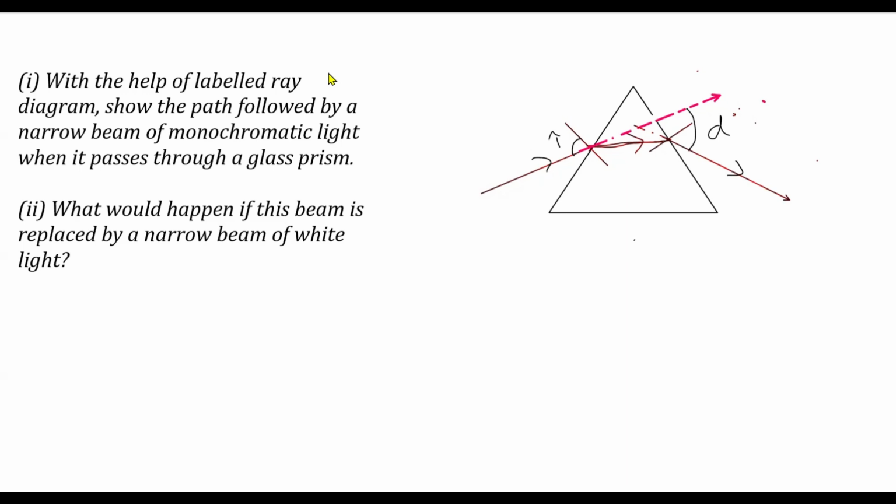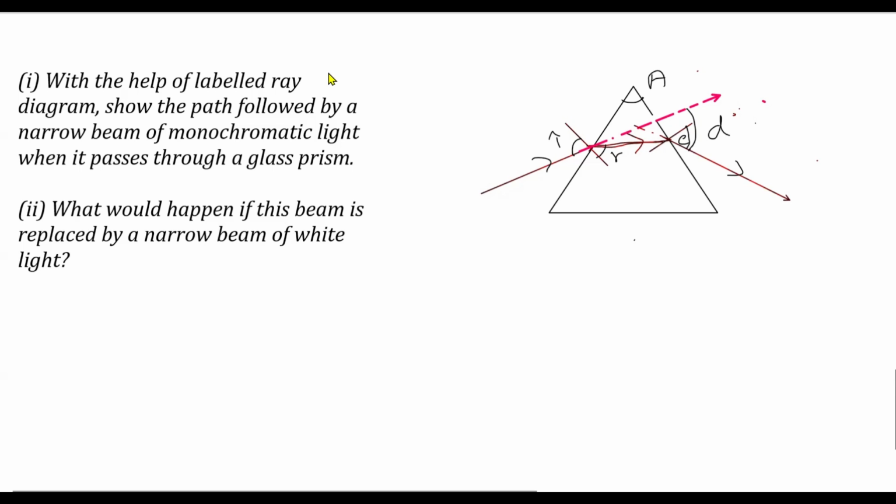This is the angle made by the incident ray with the normal, and this is the angle made by the refracted ray with the normal, this being this one. This one is the angle of emergence, and this is the angle of deviation. Well, this I can mark as the angle of prism. So these are the things we have to mark.